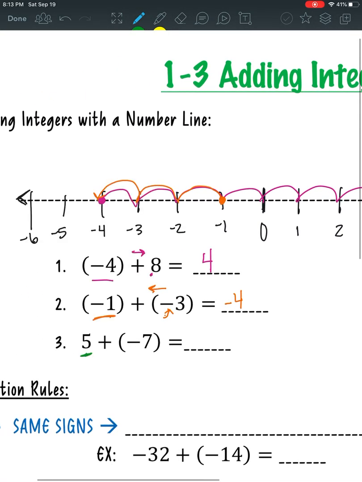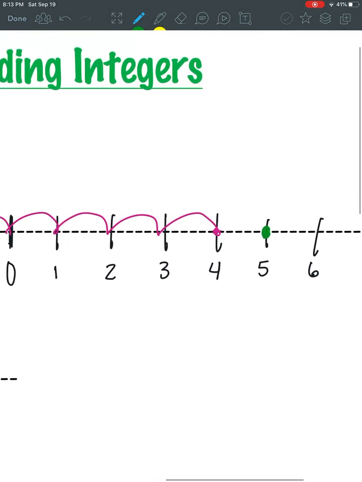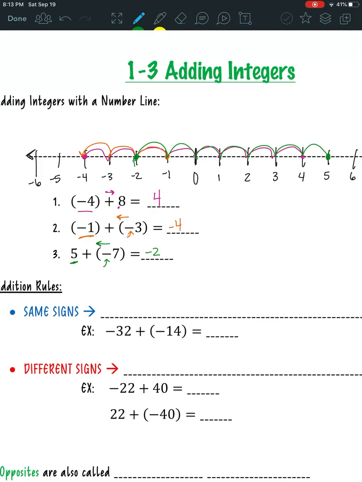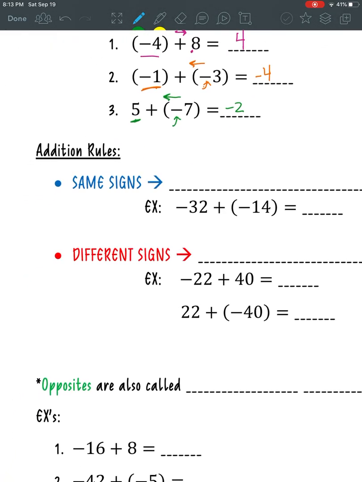Okay, and last one, I'm going to do another color. So we're going to start at +5. And we're adding a -7. So since we're adding a negative, again, that means we need to go towards the negative numbers. So we need to go left. And we're going to go left 7 times. So 1, 2, 3, 4, 5, 6, 7. We end up right here. So that is our answer. -2.